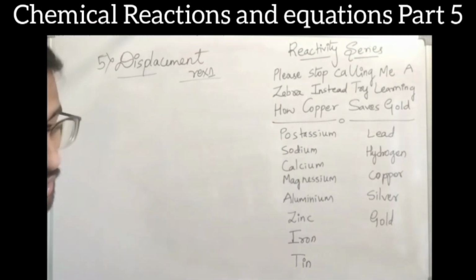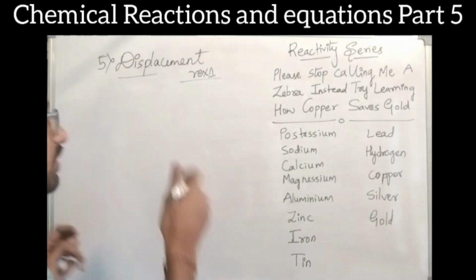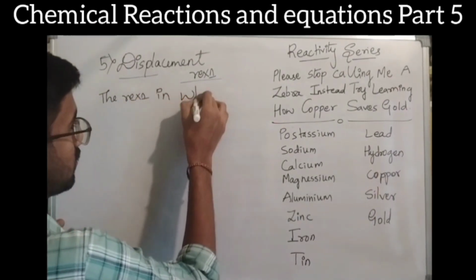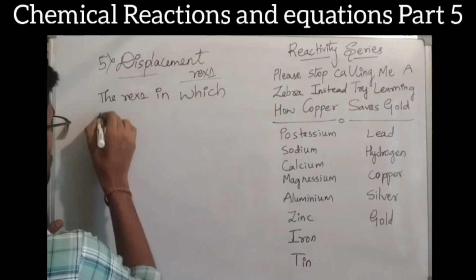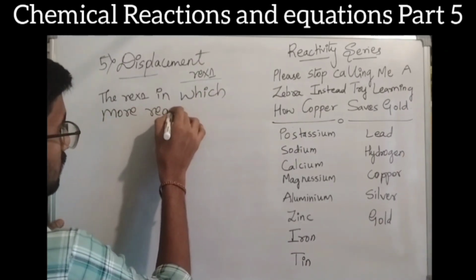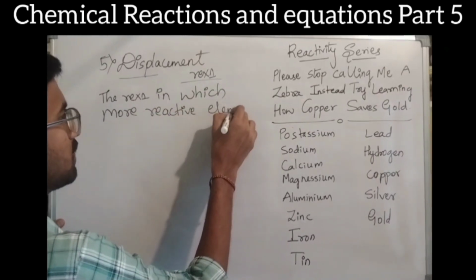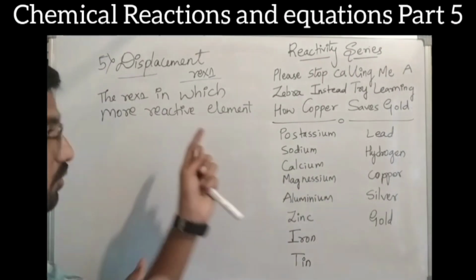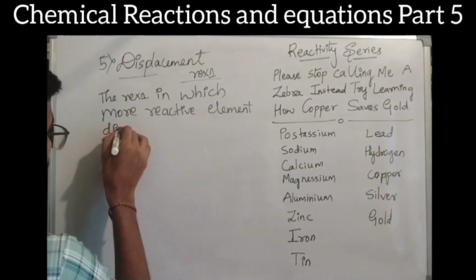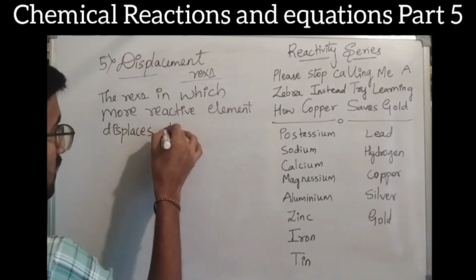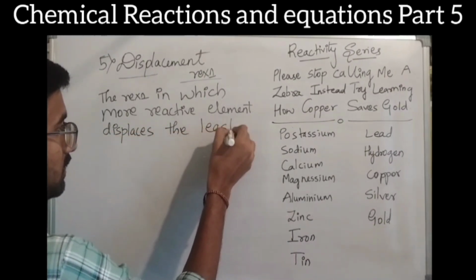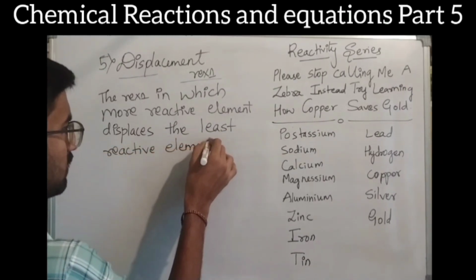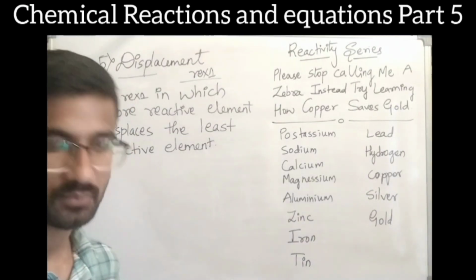I am going to write the definition now. The reaction in which a more reactive metal, more reactive element, metal or non-metal, whatever, from all over the periodic table, displaces the least reactive metal or element or non-metal, whatever element.